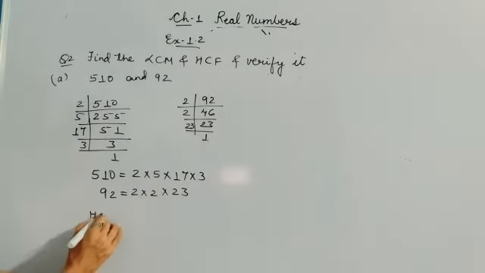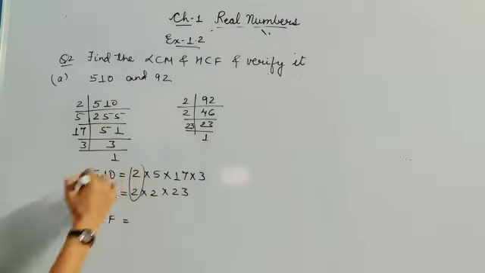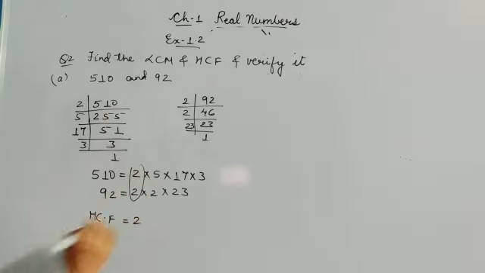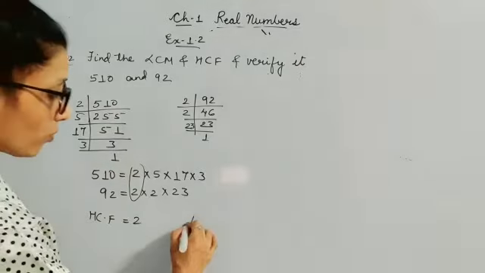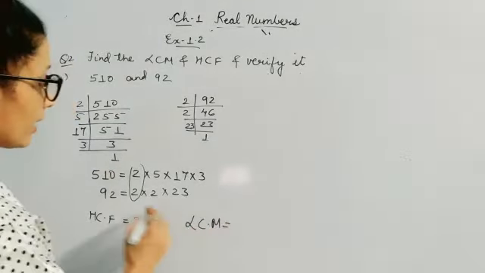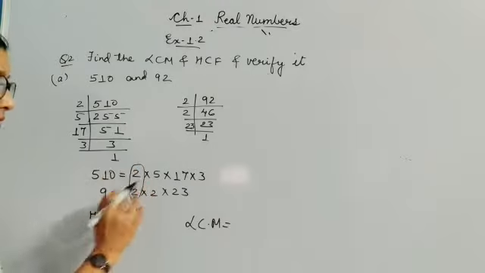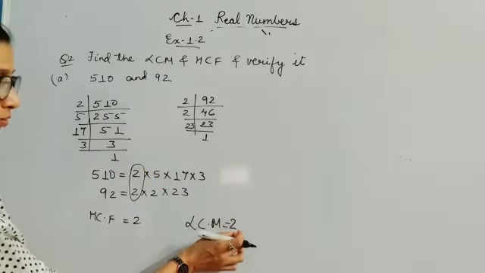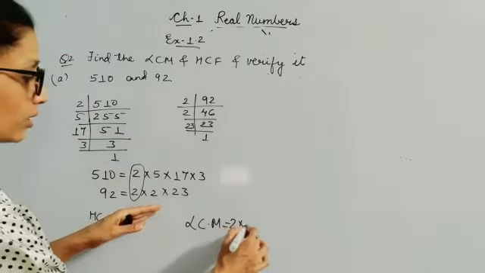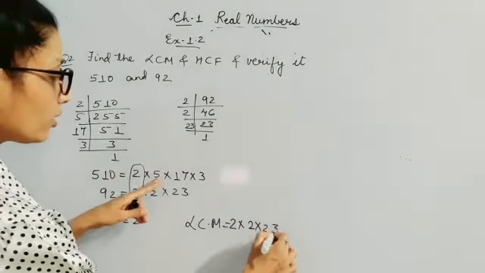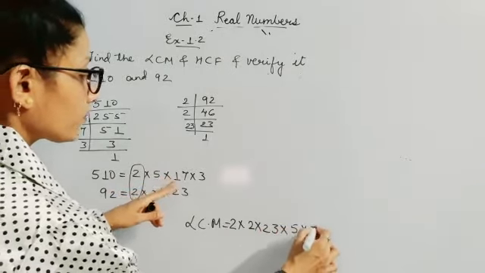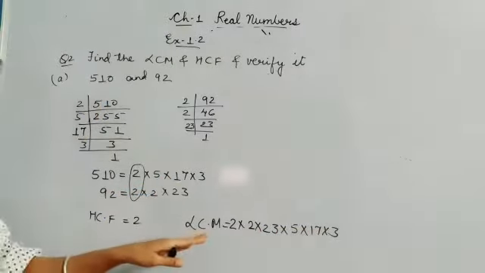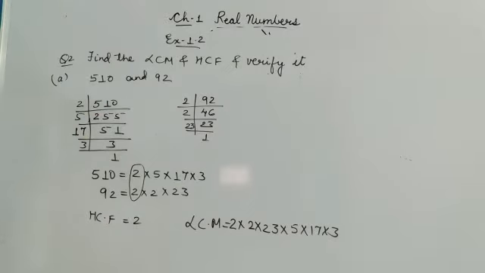If I want to find out HCF, then I will be taking common. Here 2 is common, then nothing is common. That means your HCF is 2. When you want to find out LCM, then you have to take the common value, that means 1 2 out of it, and then you need to multiply all the rest of the numbers with each other. So I am writing it like this. So this LCM will give me 23460.